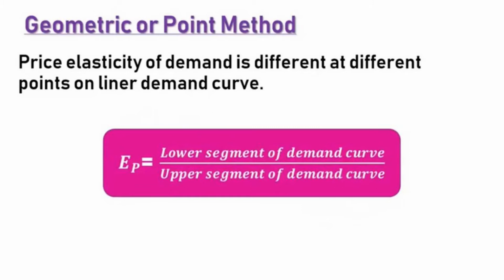Price elasticity of demand is different at different points on a linear demand curve. So price elasticity of demand is equal to the lower segment of the demand curve divided by the upper segment of the demand curve. You are going to be having variation in price and quantity. So that can be represented on a graph.